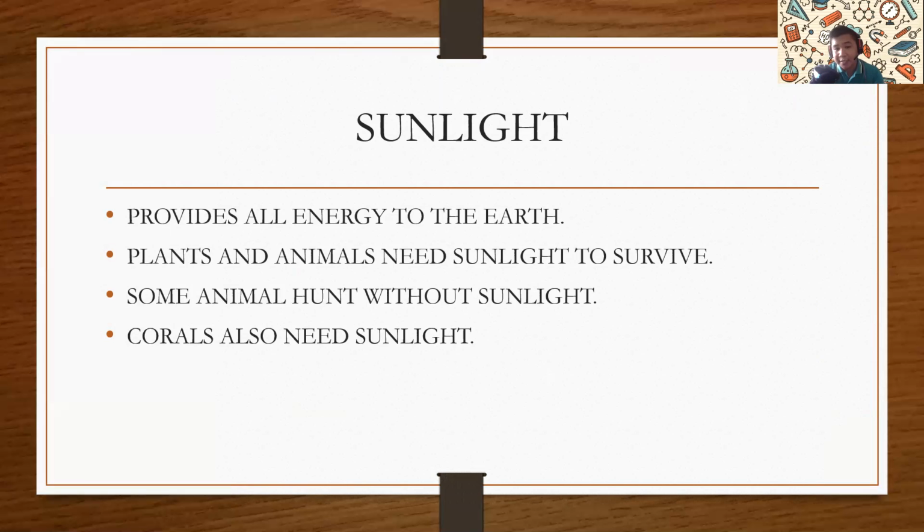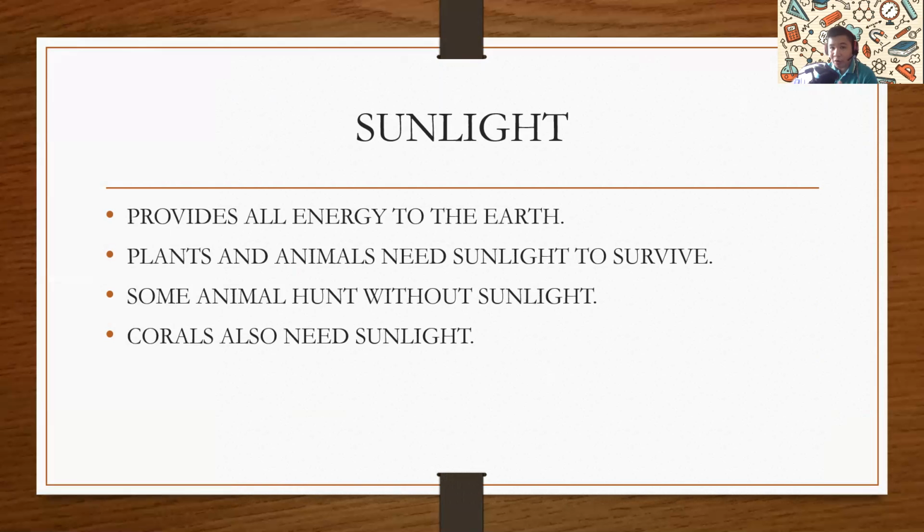Next, plants and animals need sunlight to survive. But some animals hunt without sunlight. A lot of people like us work during the day because at night we tend to sleep. Plants need sunlight to survive. But there are animals that do not need sunlight. In fact, they prefer if it's night than day. Like, for example, a bat. A bat is an animal that is almost blind. Blind means that they almost cannot see. Because they cannot see, they will fly at night.